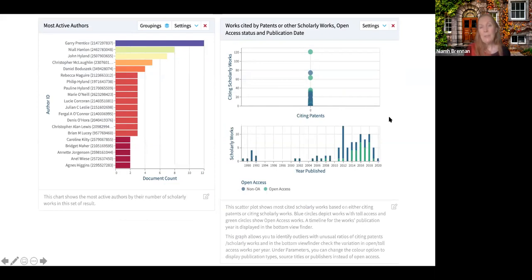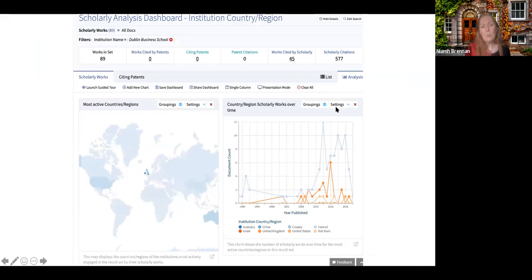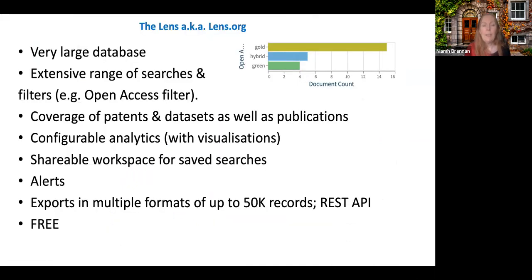So to me, lens.org really is a game changer in the free tools area. And who are the top publishers for an institution, for example? So this is a brilliant tool for business intelligence as well. So there's a dashboard with the countries, the collaborating countries, for example. This could save a huge amount of time as well. So I recommend this. Again, very large database. It's not curated.